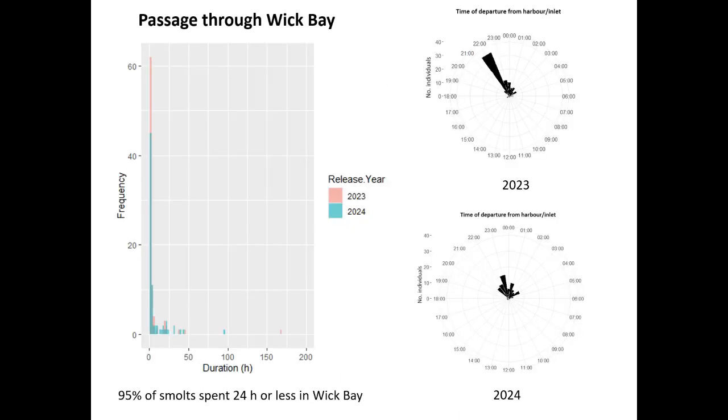Reaching the marine habitat of Wick Bay, smolts passed through and out into the Moray Firth quite quickly. The histogram here shows you 95% of the smolts spent 24 hours or less in Wick Bay, and you'll see actually the majority passed through within the first hour or two from reaching that area. And the clock plots are to just show that the majority of this migration occurs under darkness.